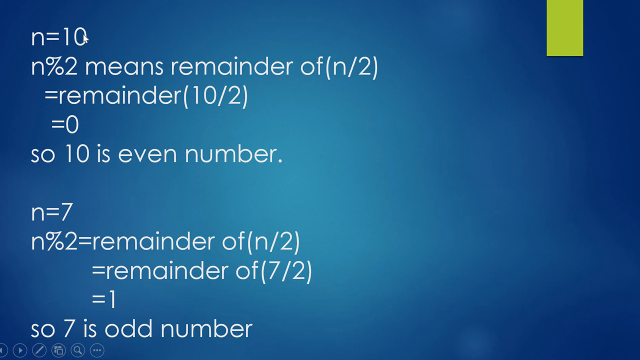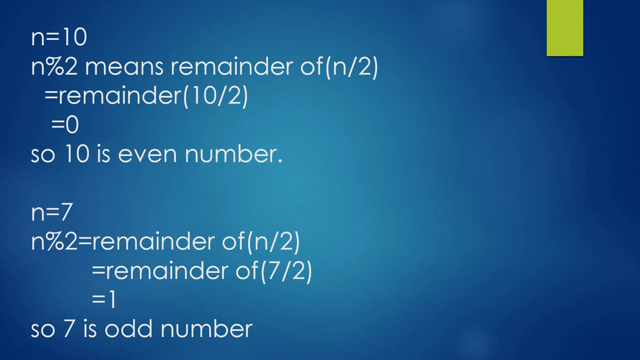What are all the even numbers? 2, 4, 6, 8, 10, 12 are even numbers. How to find out whether a number is even or not? If you divide that number by 2 and get the remainder 0, then that number will be an even number. That is, 10 by 2 is equal to 5. What is the remainder? 0. So that number is an even number.